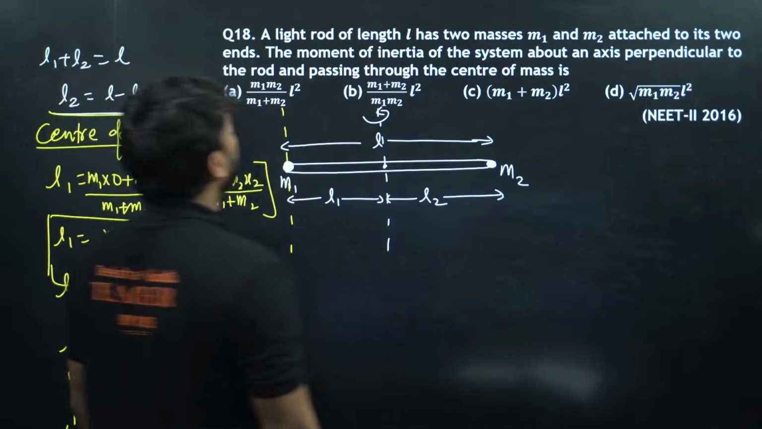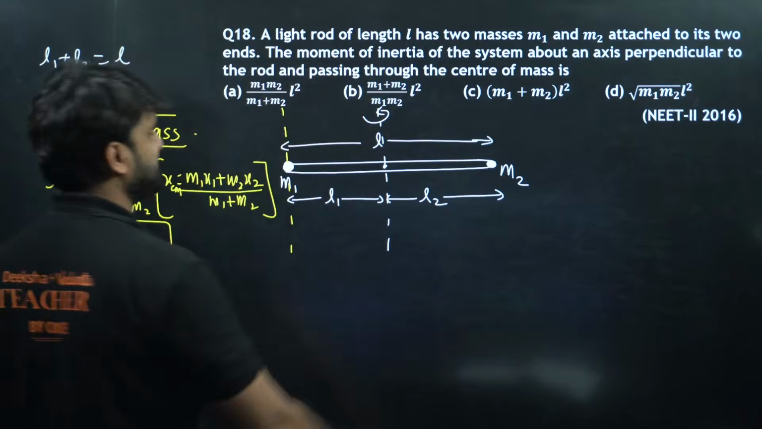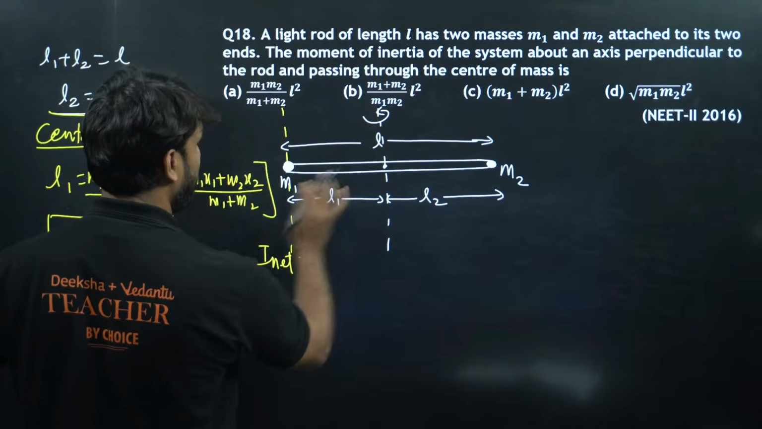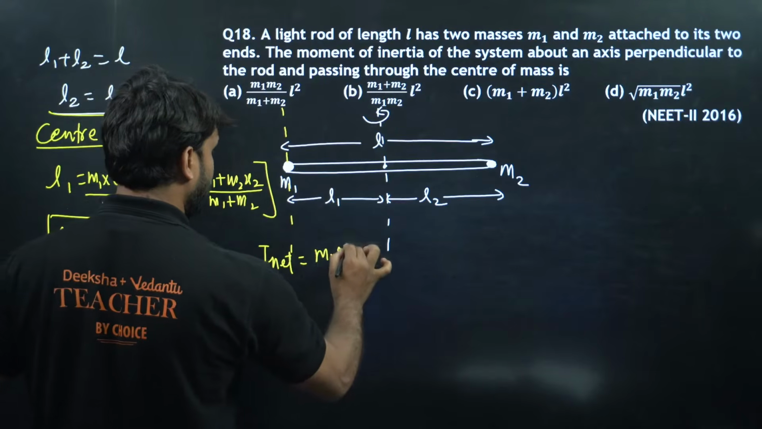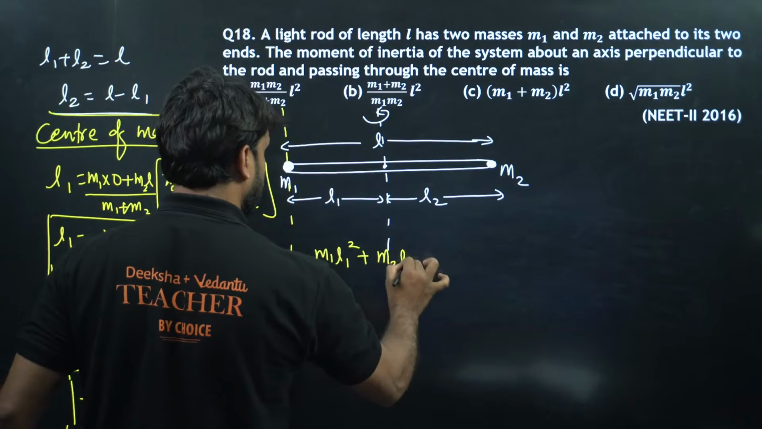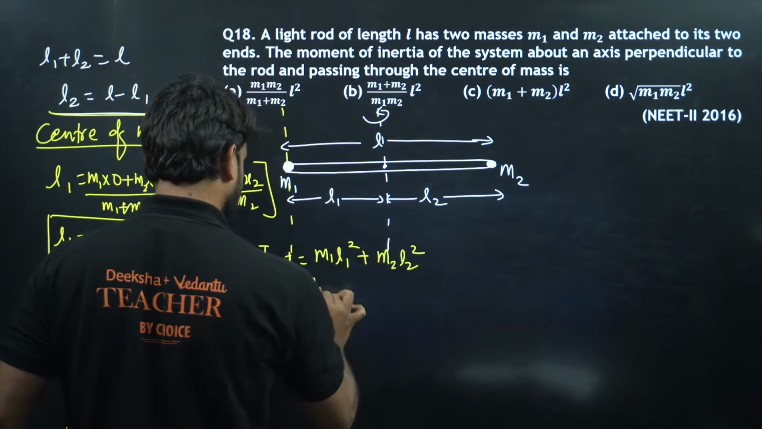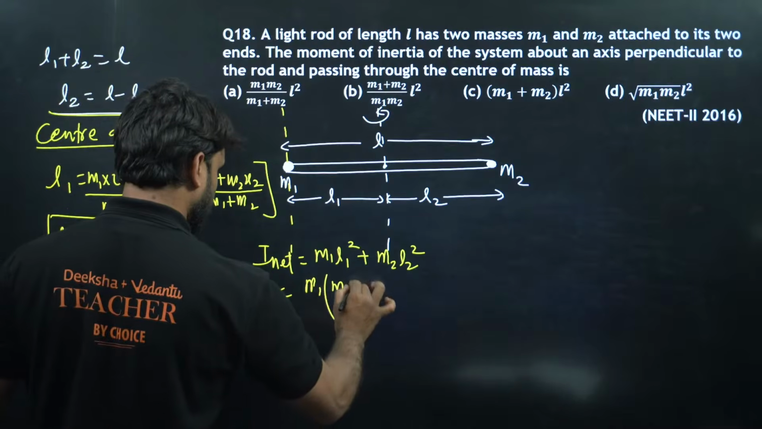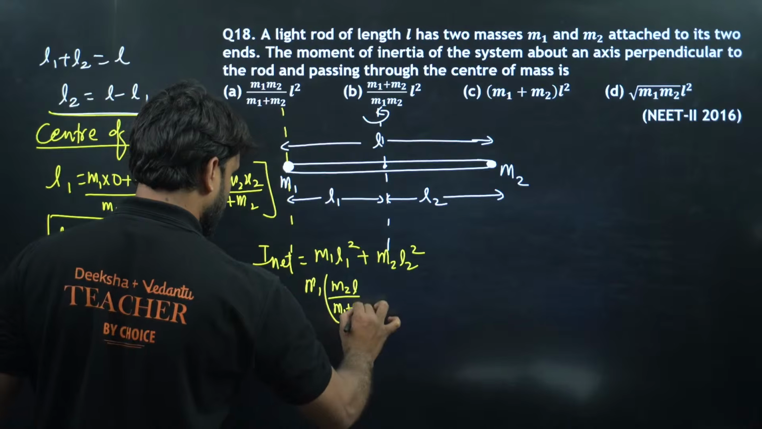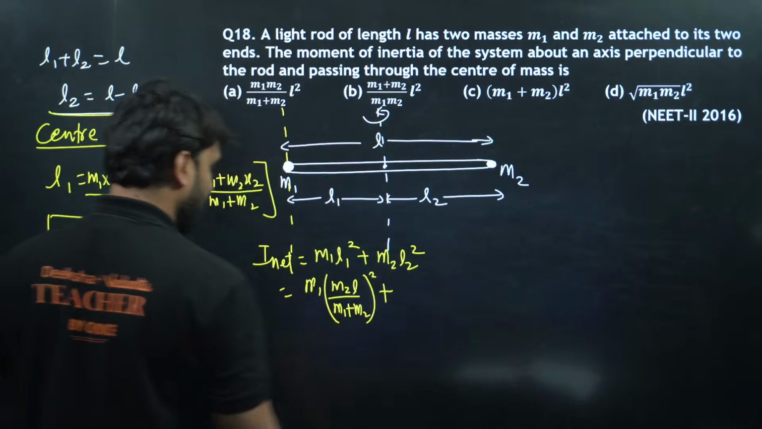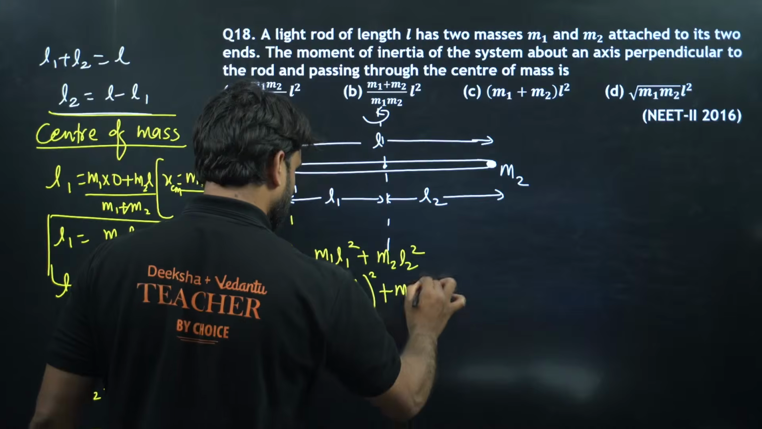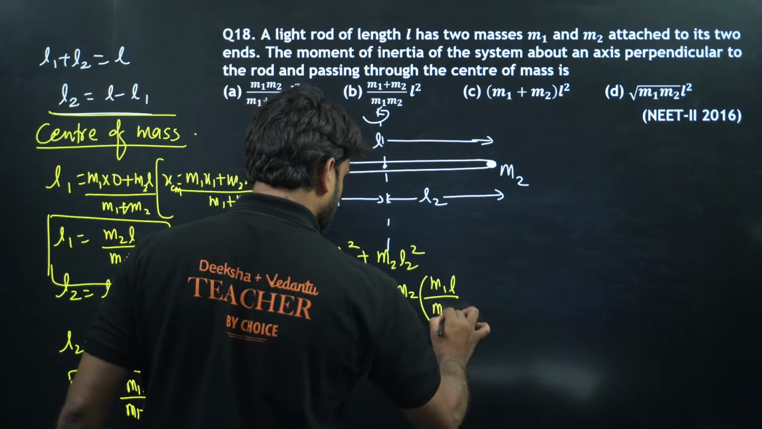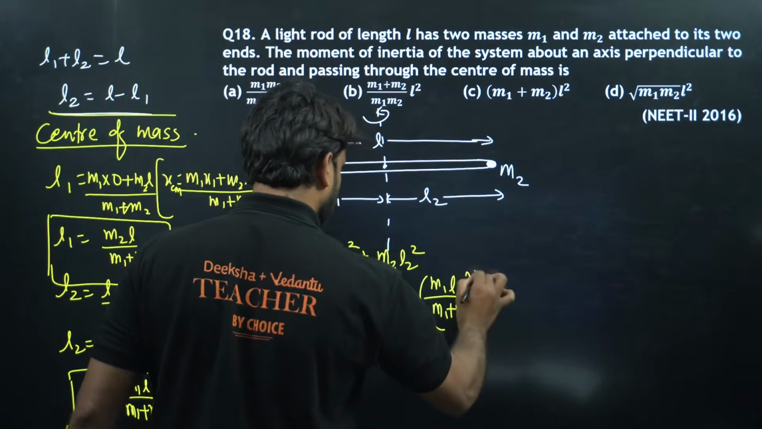Now we have to calculate the moment of inertia of the system. So what will be the moment of inertia? I net will be equal to M1 L1 square plus M2 L2 square, and we have L1 here. L1 is equal to M2 L divided by M1 plus M2, whole square, plus M2, and L2 is M1L divided by M1 plus M2, whole square.